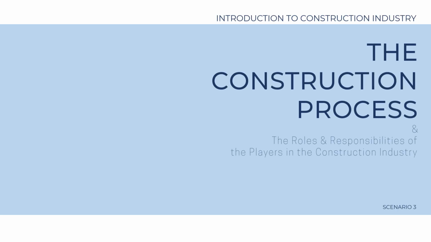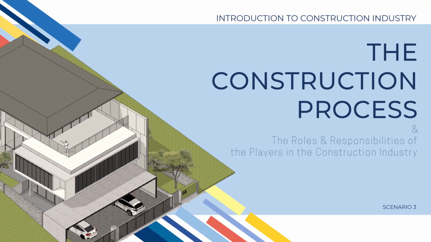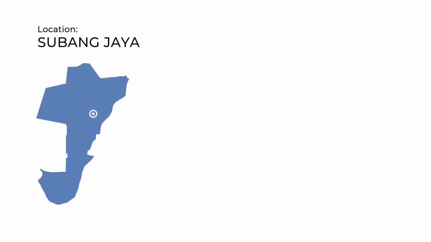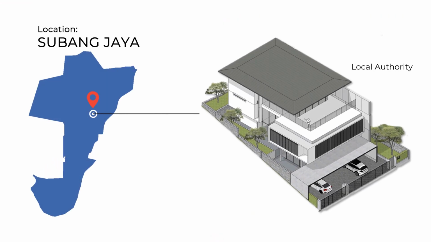In this video, we will be talking about the construction process and the roles and responsibilities of the team players in the construction industry. A client intends to build a bungalow on a slightly sloping terrain which is located in Subang Jaya. The local authority is the Subang Jaya Municipal Council, MPSJ.